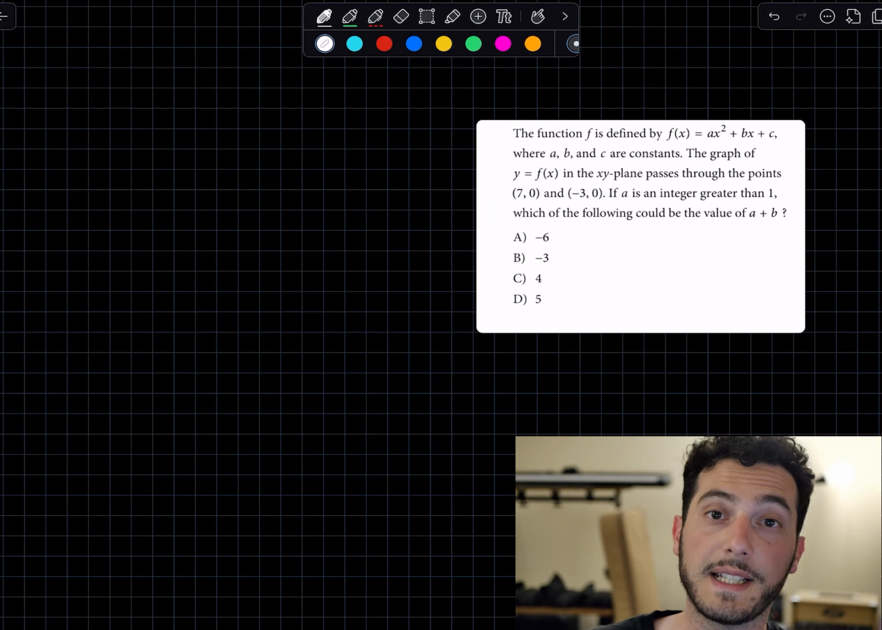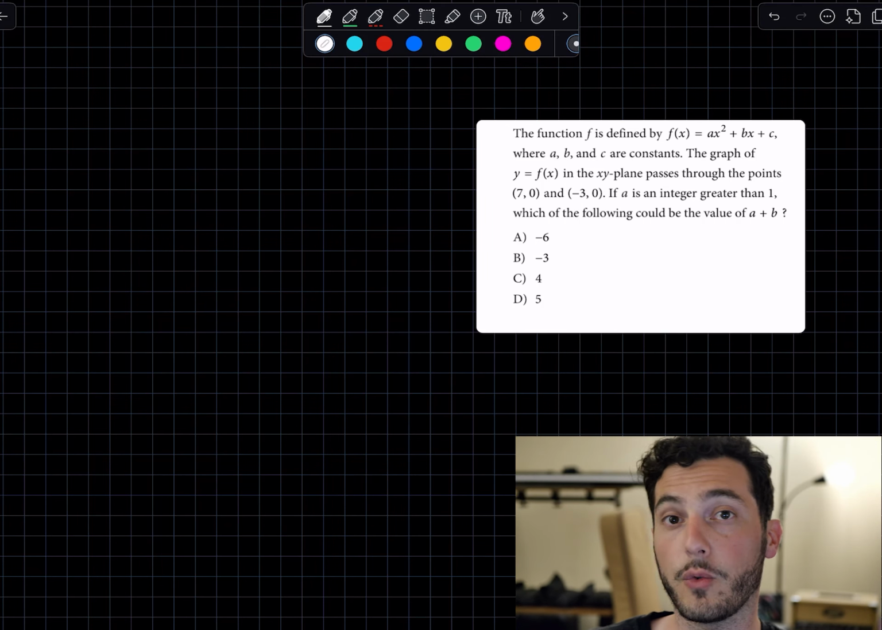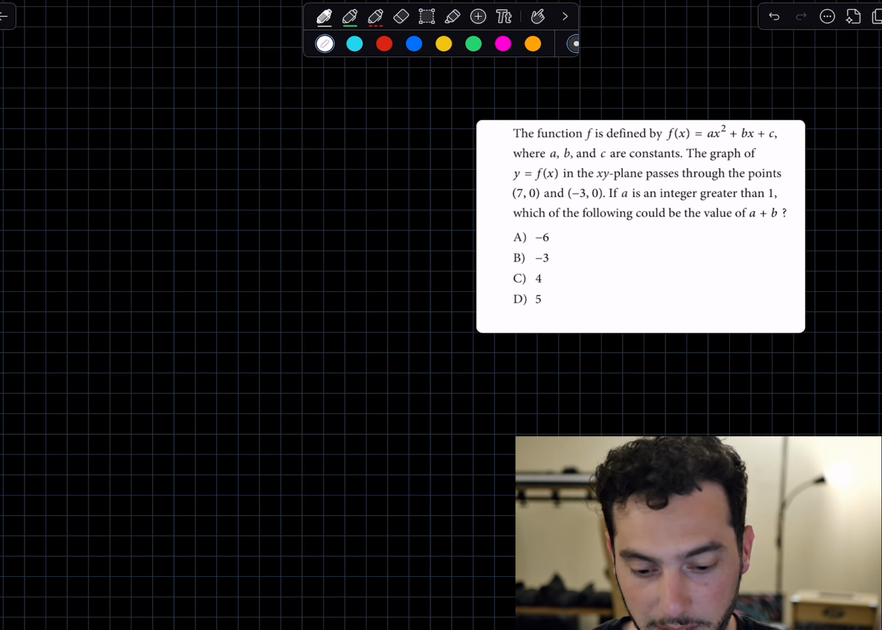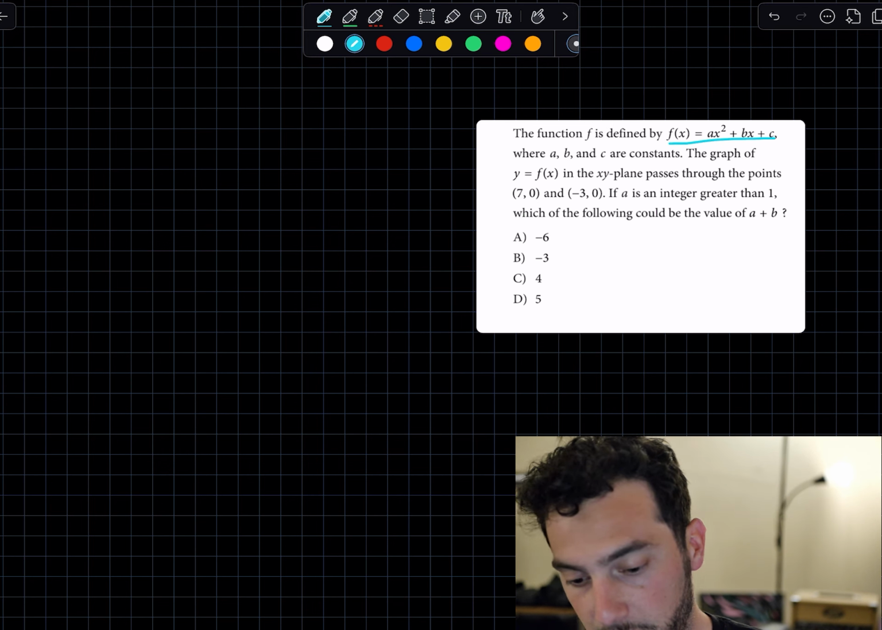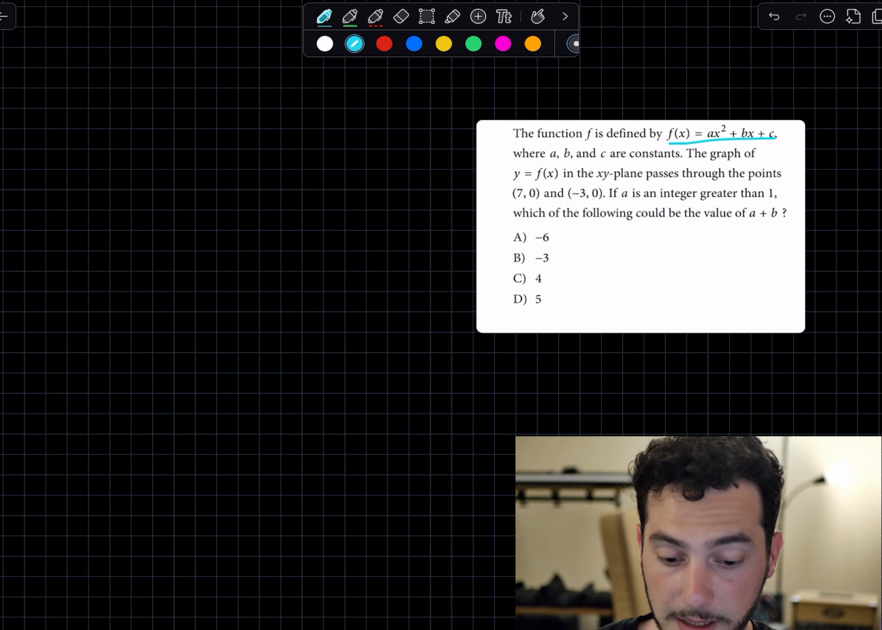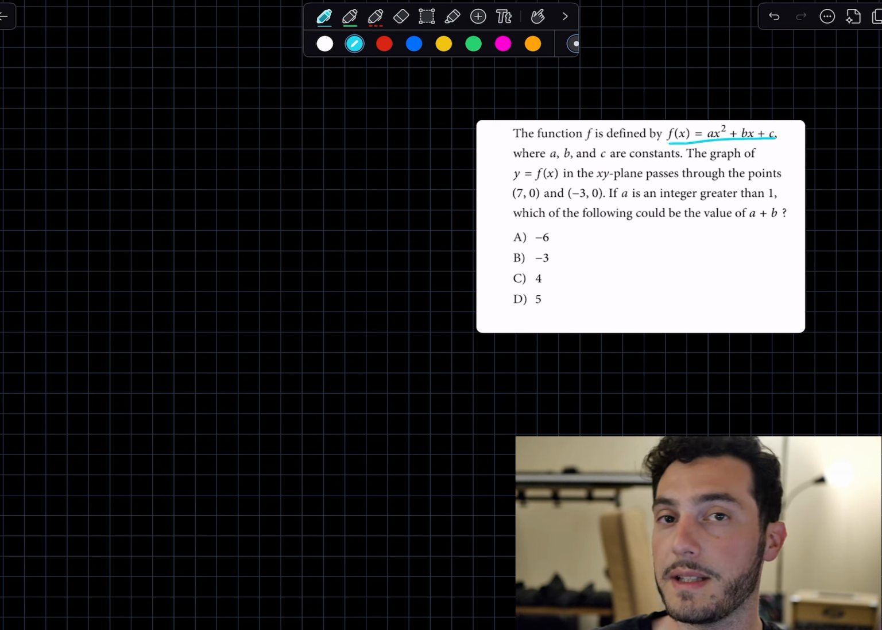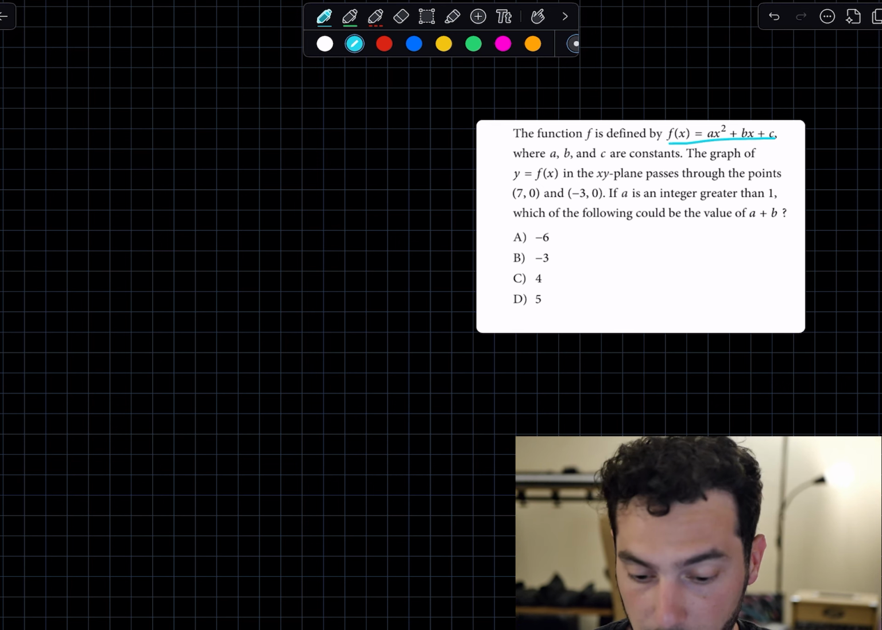So this problem is from the SAT practice test number 5, module 1, and this one has given my students a lot of trouble. So let's see, we have a function defined by f of x equals ax squared plus bx plus c, where a, b, and c are constants. So a, b, and c are all just some number that we don't know yet.